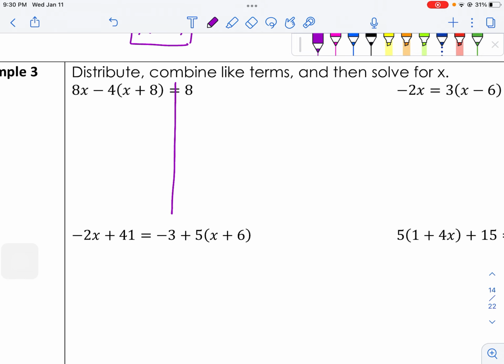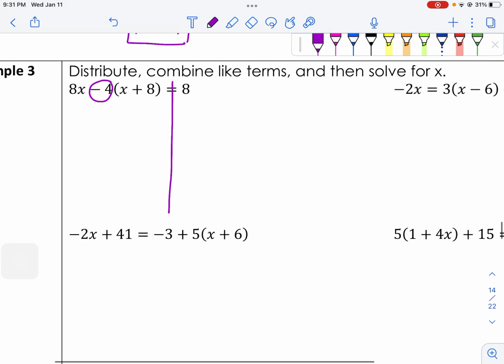So a multi-step problem. The first thing I'm going to do is the distributive property, because distributive property is multiplication, and that's going to come before any addition. So I'm going to distribute. So I have 8x minus 4 times x plus 8. So really, I need to think of this 4 as a negative 4. And I'm going to distribute that negative along with that 4 into this parenthesis.